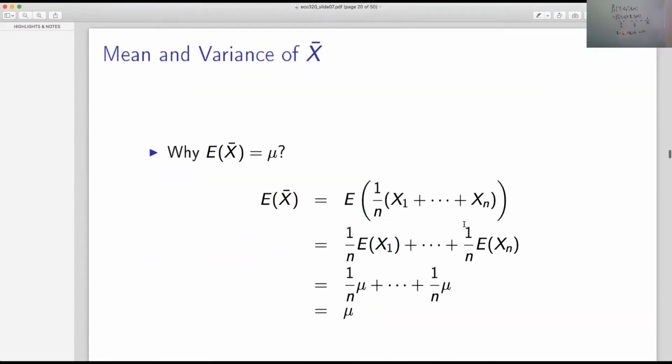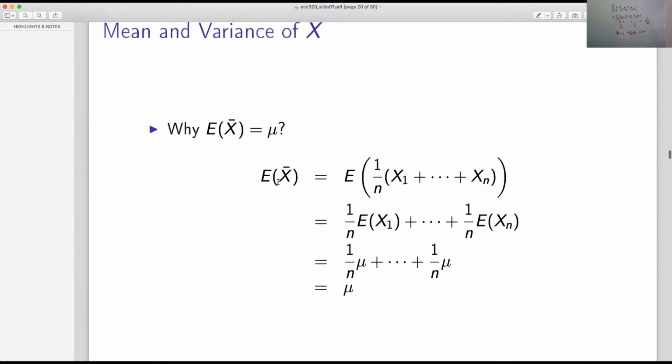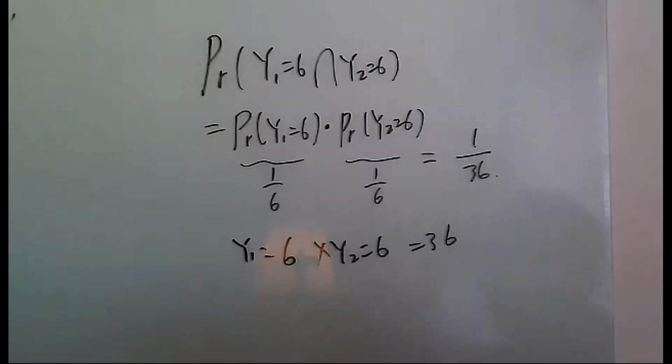So why is this the case? These are some of the properties. We already went over some of the examples, right? Let me just go over this really quickly with you, bear with me.